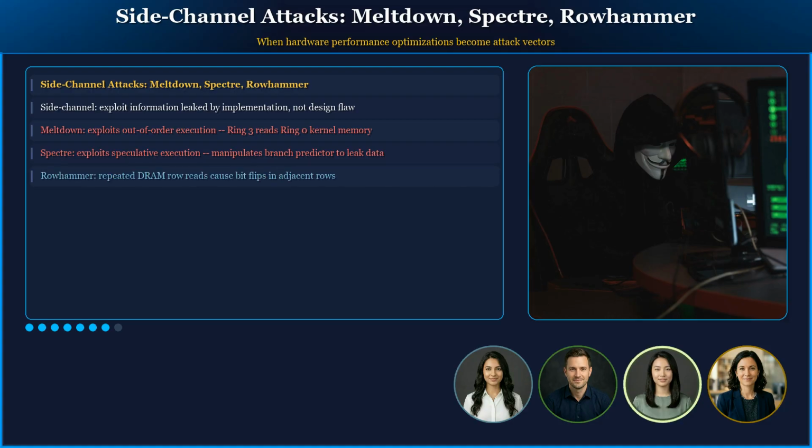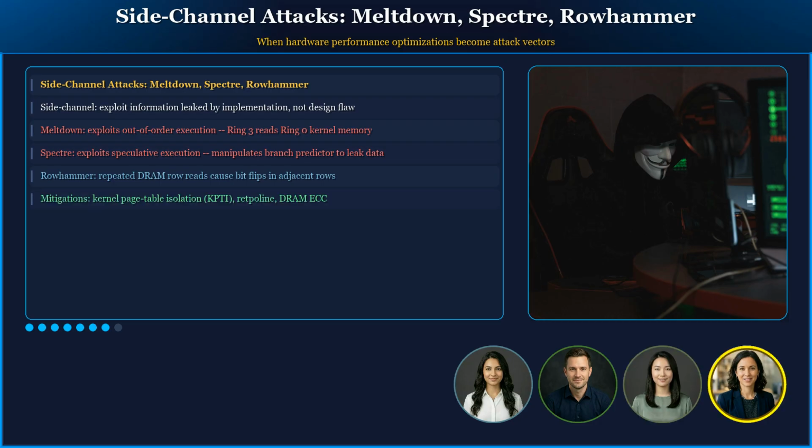Rowhammer exploits physical DRAM characteristics. By repeatedly reading a row of memory, you can induce bit flips in adjacent rows. An attacker in Ring 3 can flip bits in memory they do not have permission to access, including page table entries that control memory access rights.